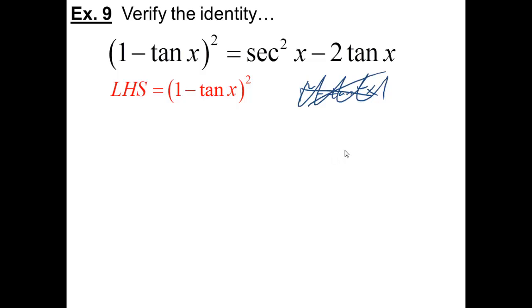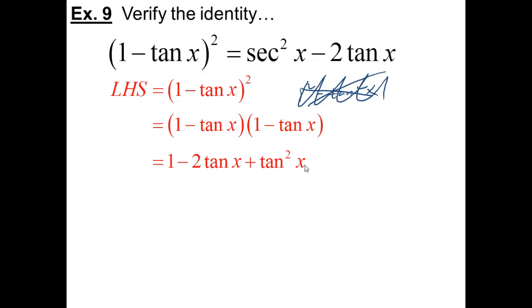Stop doing that. When you want to square a binomial, you cannot just square each term. You multiply it by itself. Squaring means take whatever's on the inside and multiply it by itself. In other words, you have to FOIL this out. Look for opportunities to factor and FOIL. So 1 times 1 is 1. 1 times negative tan is negative tan. Negative tan times 1 is also negative tan, which gives me negative 2 tan. And then negative tan and negative tan is positive tan squared. So by FOILing it out, I get my quadratic trinomial, 1 minus 2 tan plus tangent squared.